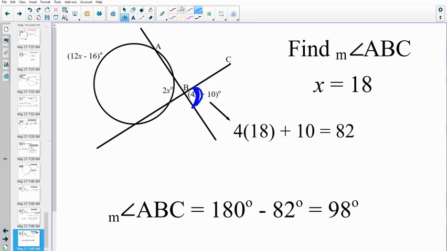I'm looking for this angle out here, angle ABC. Well, if this one's 82 and I'm trying to find its supplement, the linear pair to it, then I'll do 180 minus 82. 180 minus 82 gives me 98 degrees. And 98 degrees is an old boy band with Nick Lachey, and it's also the answer to this question. So there we go. 98 degrees is the answer.